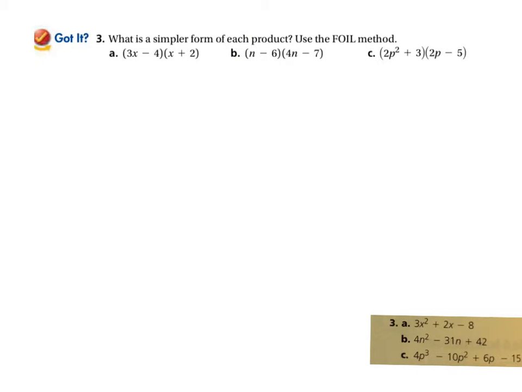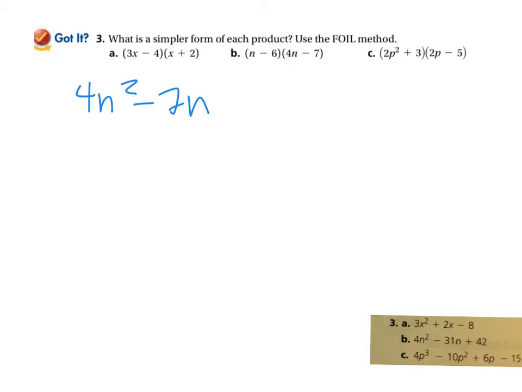Let's take a look at B here. We're going to multiply the first terms here. And I'm not going to rewrite it. You can see it up there. n times 4n is 4n squared. Outer, that is n times negative 7 is negative 7n.